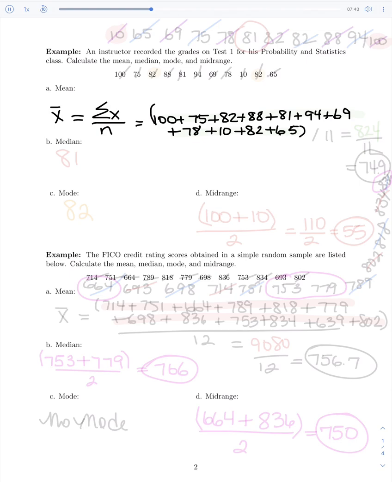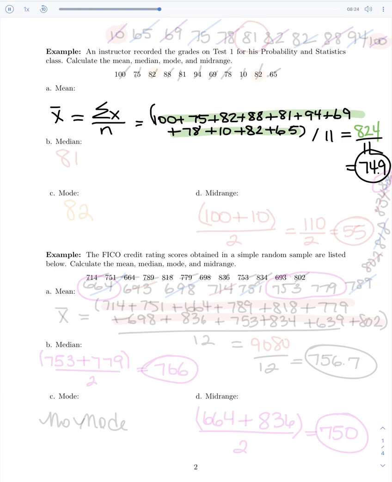When we're all done with that, we'll divide by however many numbers there are, which are 1, 2, 3, 4, 5, 6, 7, 8, 9, 10, 11. And we'll figure out what that value is. When we add up all of our numbers, the 100, the 75, the 82, everything, we get 824. Divided by however many numbers we had, which in this case was 11, gives us 74.9 as his class average. That's what the mean is, class average.